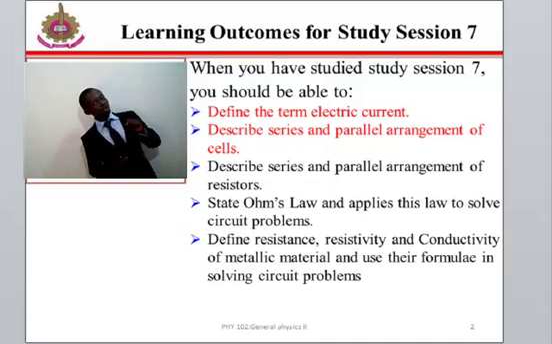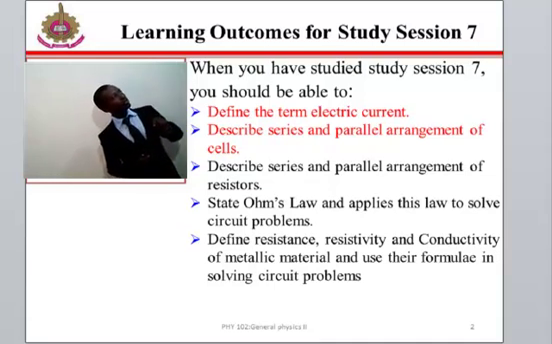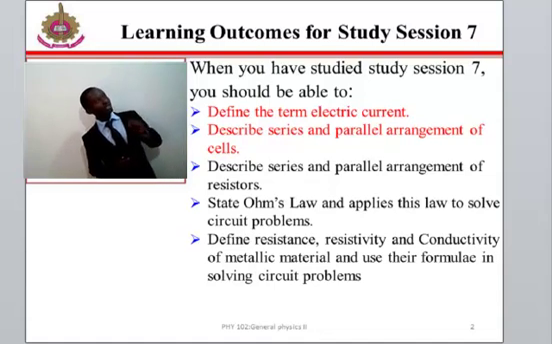From these learning outcomes, we are going to concentrate on the first two learning outcomes in this part.